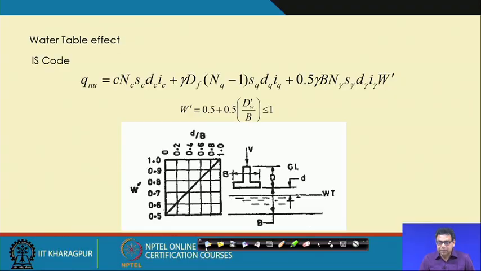Then the main question is, I have discussed several theories, and which one will I use? In the last class I showed that, depending upon the strength parameters and the dimensions of the footing, different theories will give different values. Different values in the sense that in some cases one theory will give a higher value compared to the others, but in other cases another theory may give the higher value.